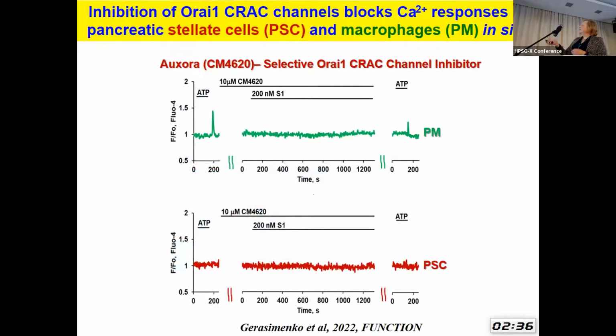And we used the same CM4620 Auxora in our experiments. We used pretreatment of pancreatic organoids with 10 micromolar CM4620, and we found that there's a complete blockage of these responses in macrophages, and in 75% of stellate cells responses were also blocked. However, the rest of the responses in stellate cells were significantly suppressed.